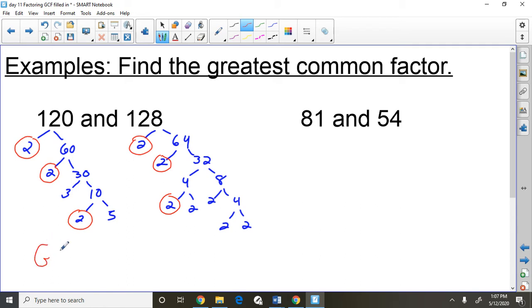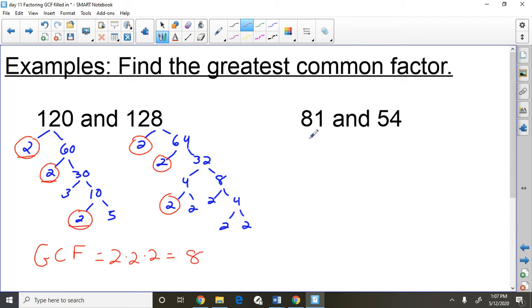So my GCF is the product of all the common prime factors. Once you circle in both trees, look at just one of them. I have a 2, a 2, and a 2. My GCF is 2 times 2 times 2, which is 8.